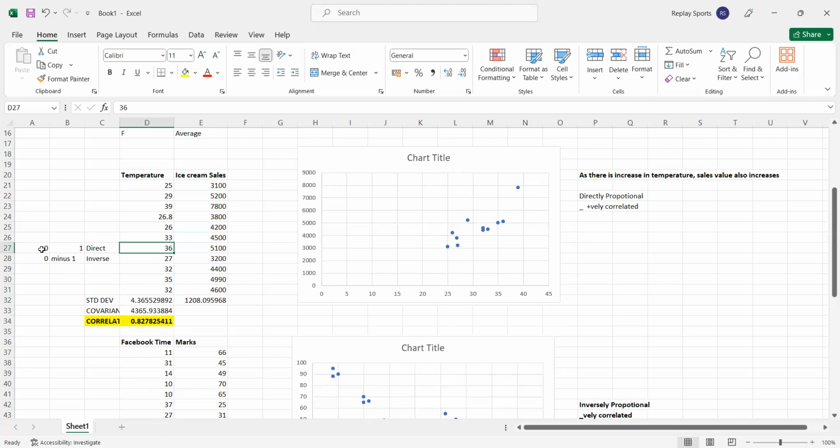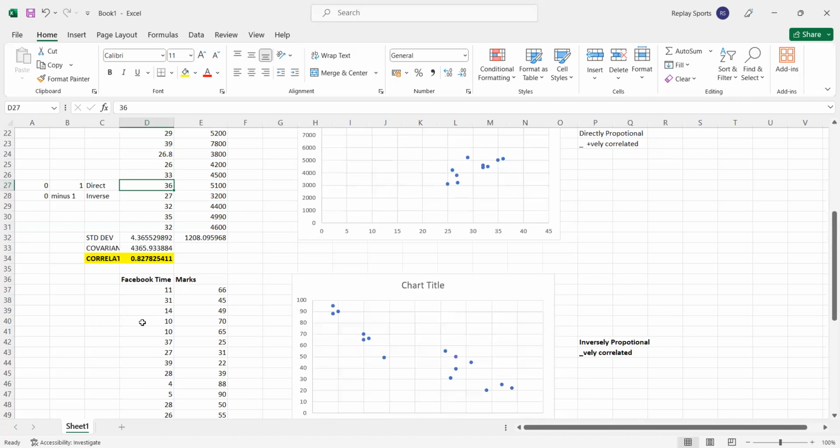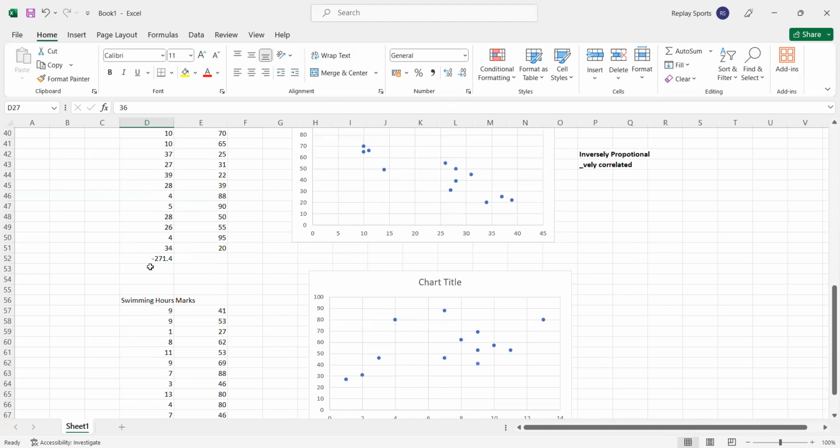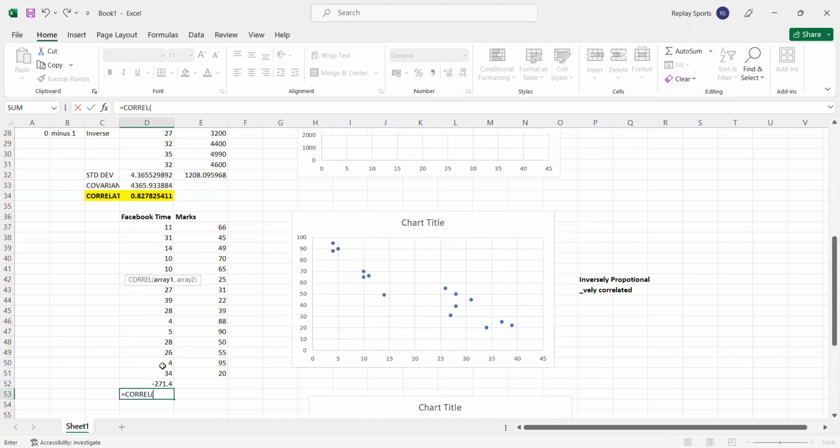Now, if you see here, this is 0.83, correct? Now here you can go and calculate. We have a formula to calculate correlation also. It's called CORREL, and you do this. So see, this is negative, right? Negative means negative correlation, going down. That's why negative. But this value is stronger than this one.